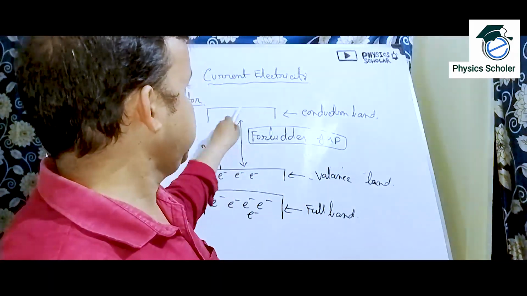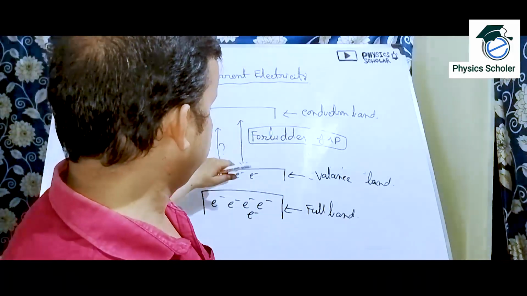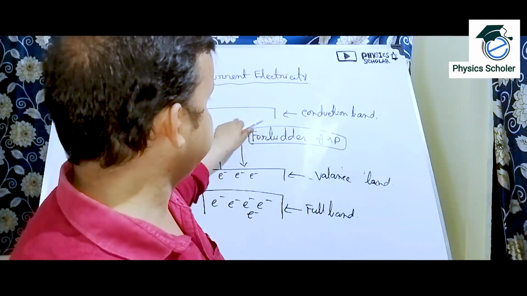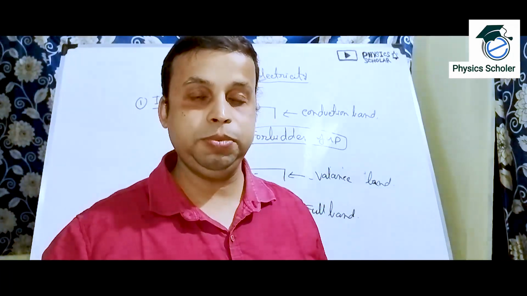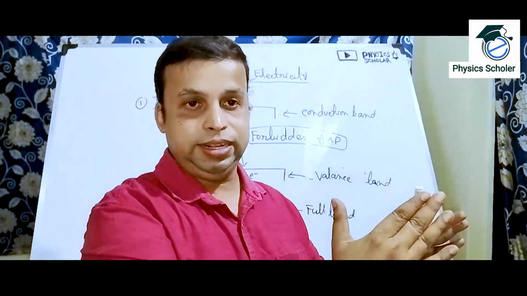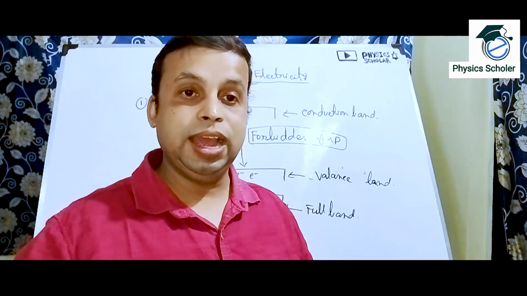So no electrons are in the conduction band. As the forbidden gap is huge, no electrons are present in the conduction band. So who will conduct the current? No one, because only free electrons can carry the current.